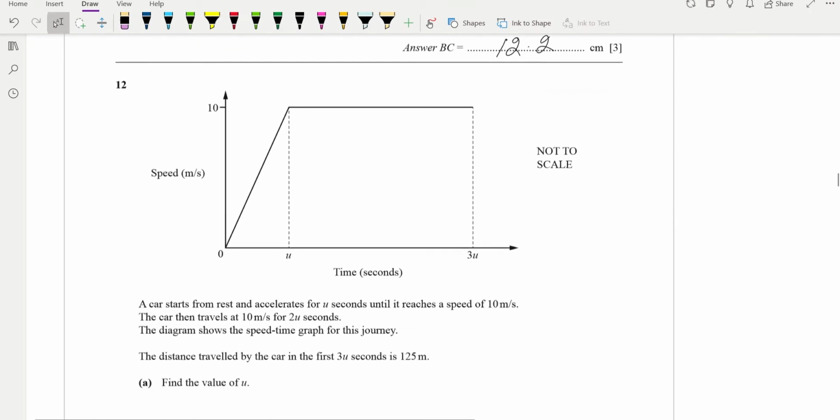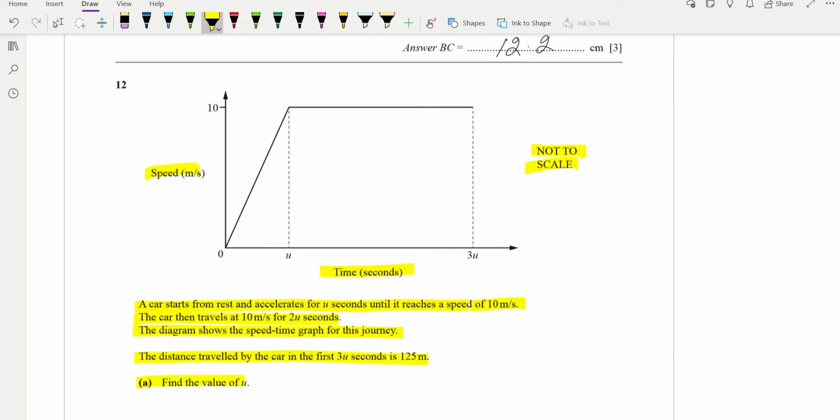Now question number 12. Question number 12 says this side is speed, this side is time, and the diagram is not to scale. A car starts from rest, then accelerates for u seconds until it reaches a speed of 10 meters per second. The car then travels at 10 meters per second for 2u seconds. The diagram shows the speed time graph for this journey. The distance traveled by the car in the first 3u seconds is 125. Find the value of u.